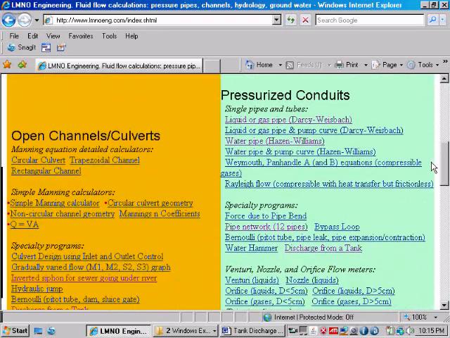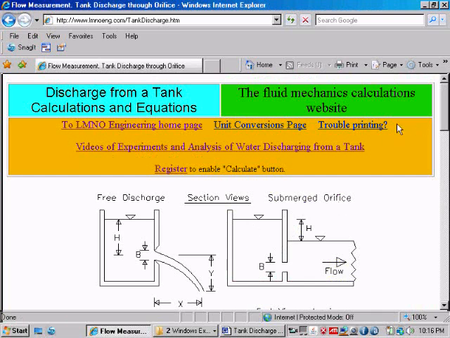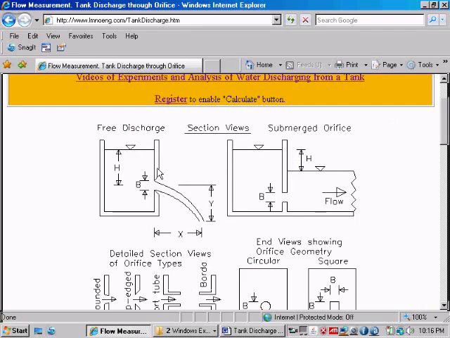So we're going to use our discharge from a tank calculation, where we have our container modeled with the head being the distance from the center line of the orifice to the water surface in the tank, and B is the diameter of the orifice, which was measured as 0.25 inches. If this video looks a little bit small on your computer, you can right-click and then select full page, and it will enlarge the video to the full size of your screen.